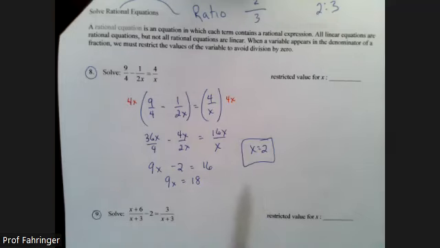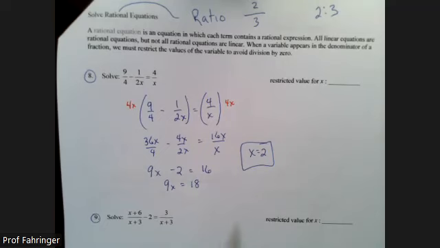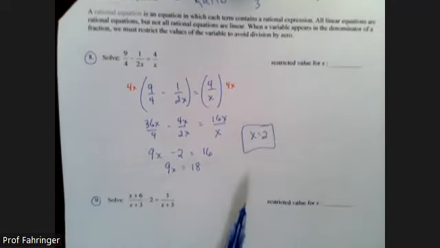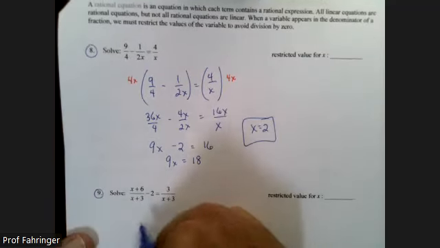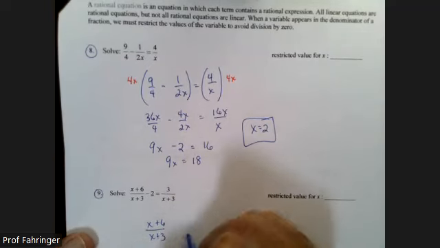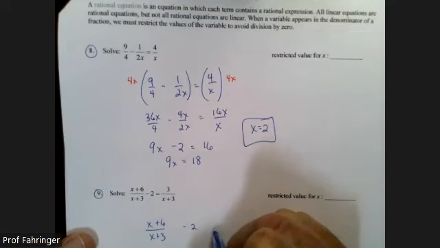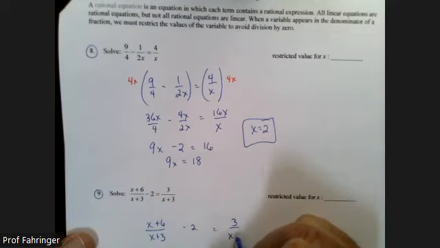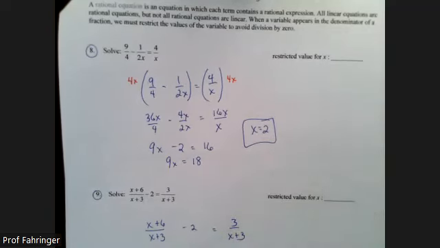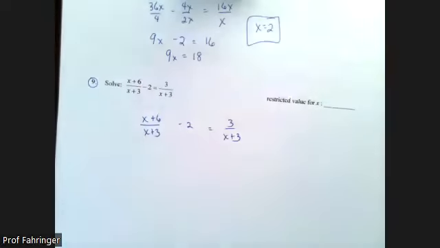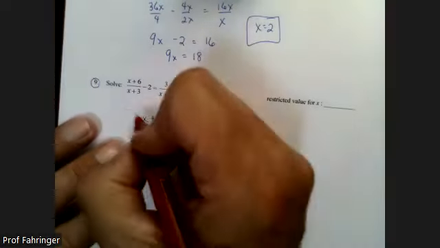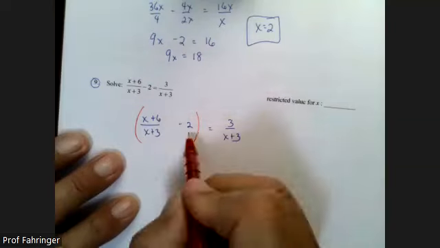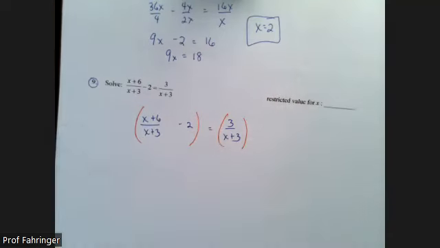X equals 2. Oh my. X plus 6 over x plus 3 minus 2 equals 3 over x plus 3. All right, you got it. Okay, guys, what am I going to do here? I'm going to multiply these two terms and this term by something.